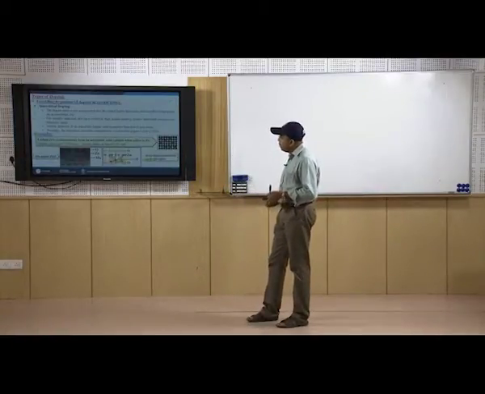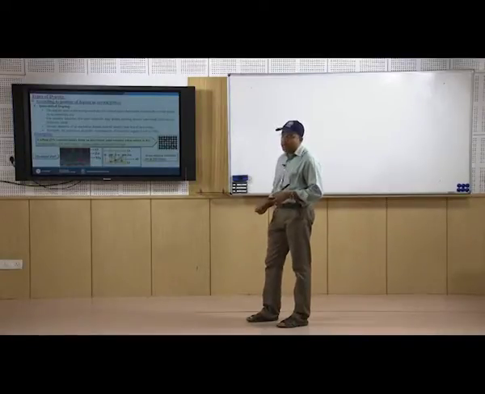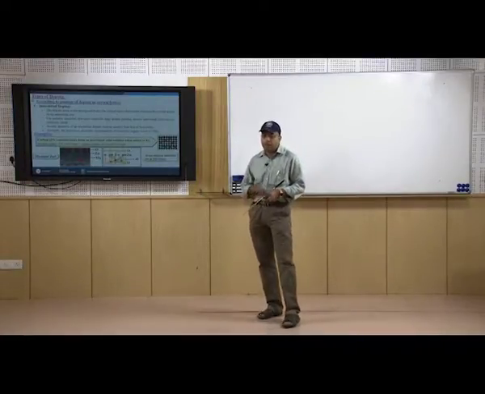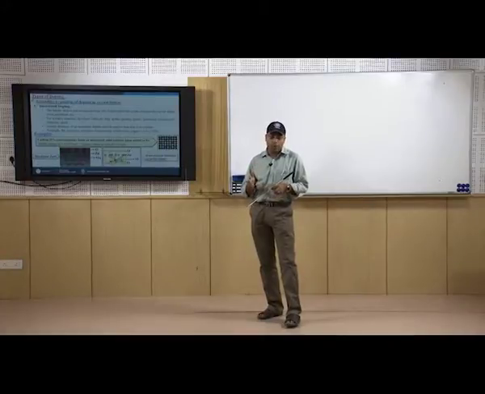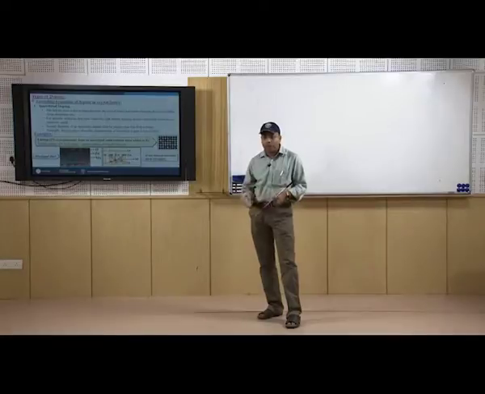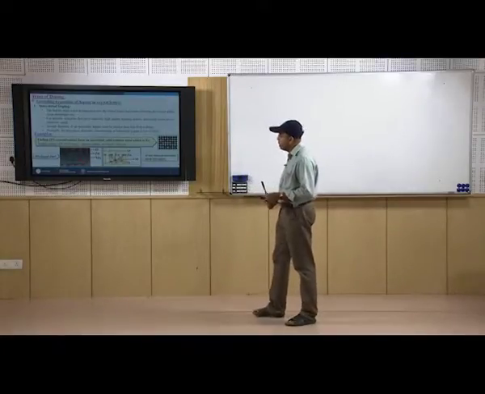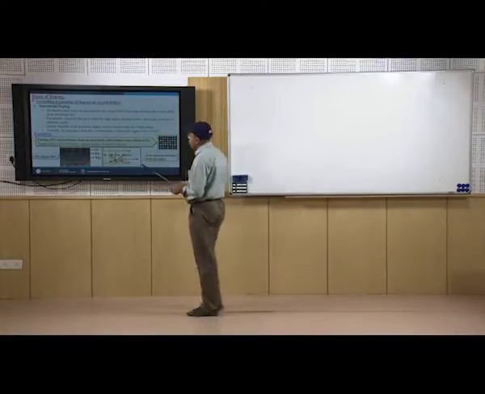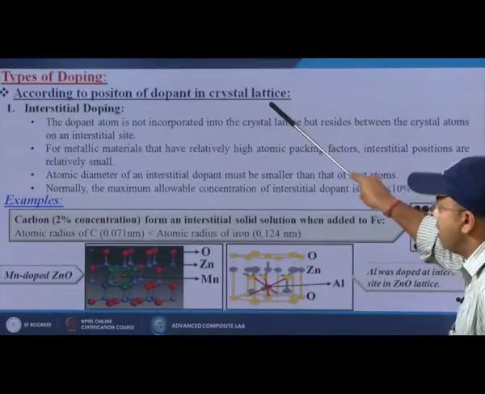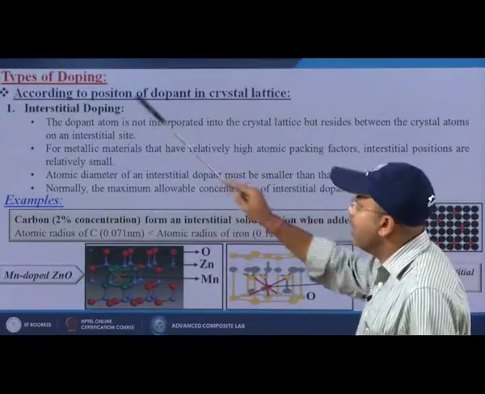Then we are going to discuss the types of doping. As I told already, there are several types of doping, generally by some kind of synthesis process by which we do the doping on our materials. The first one, according to the position of the dopant in the crystal lattice, is nothing but the interstitial doping.